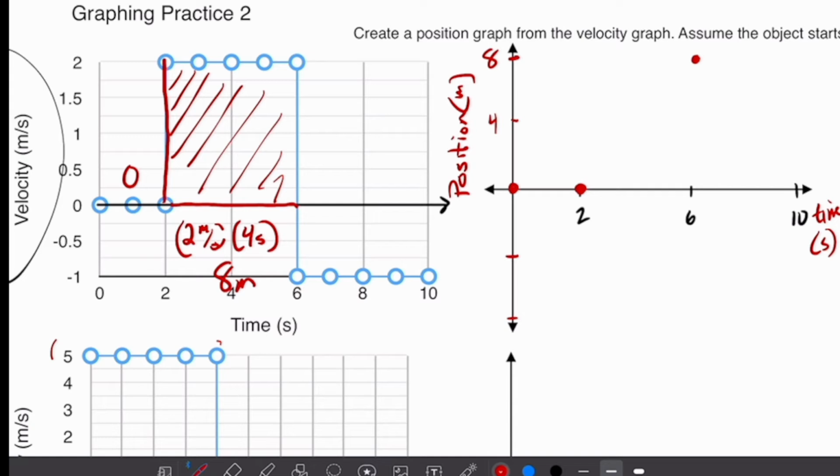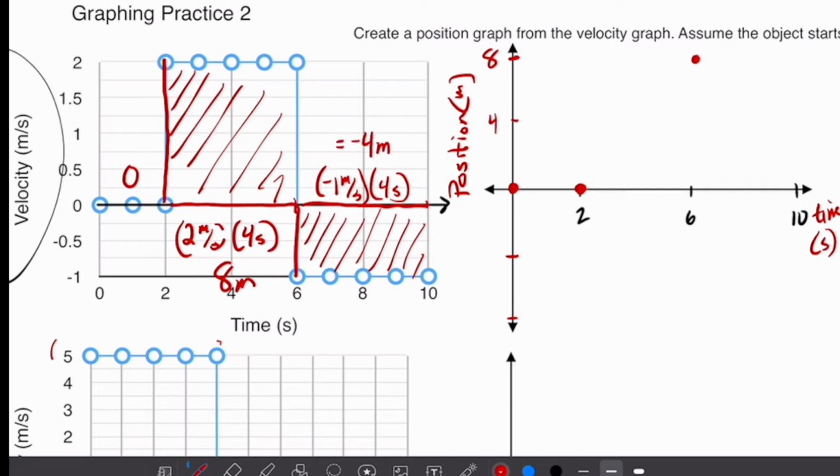All right. Next area. We good to go? Everybody saw my mistake? So here we go. Next area. Not big. Looks like it's got a width of 4 seconds this time. Let's get it right. And a length of -1 meter per second. This suggests an area of -4 meters.